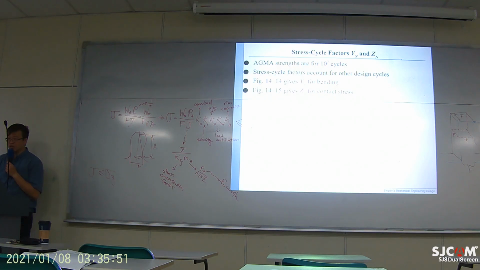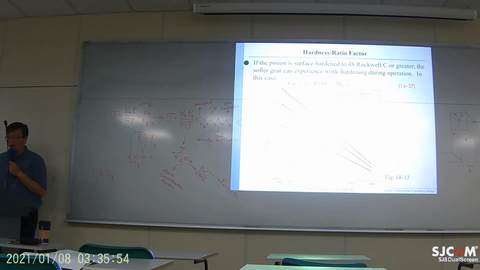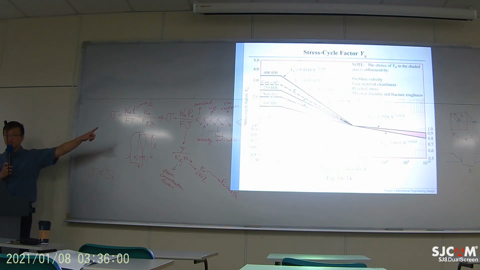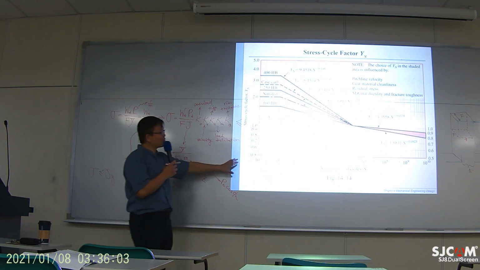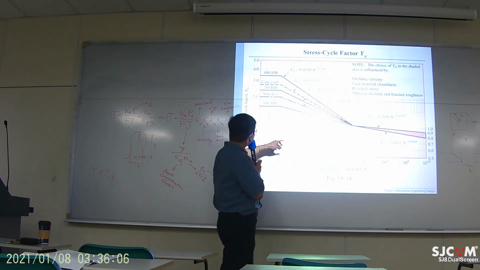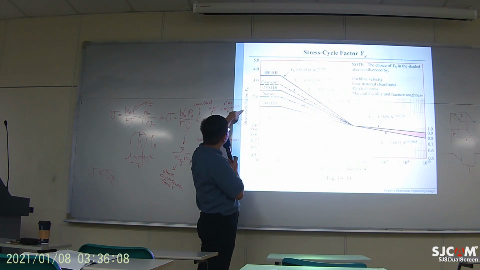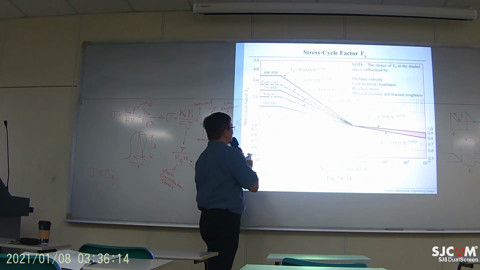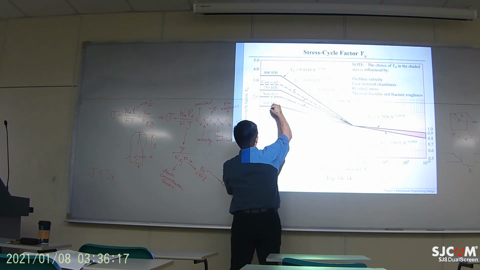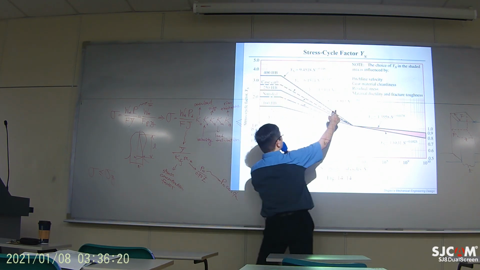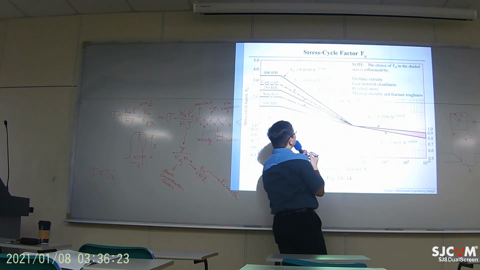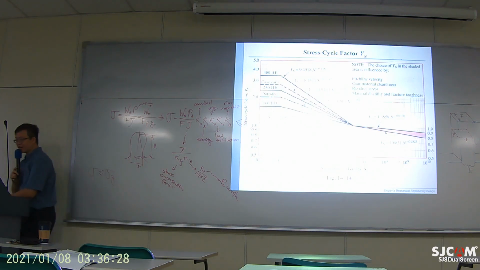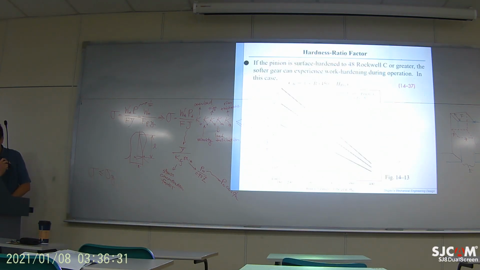Okay, we need to know what is Yn. So Yn is this equation, this table. So you check the number of cycles, and this is called a stress cycle factor. This value changes depending on how many cycles you are operating. So this is about cycles, and all the values that you are applying are based on some kind of curve fit. Okay. So the only thing that we don't know is ST. What is ST?